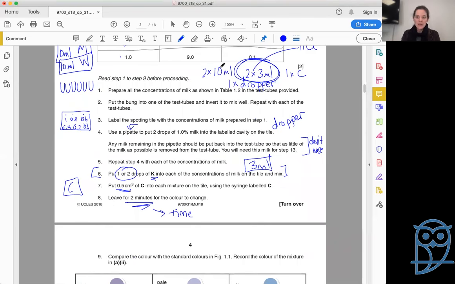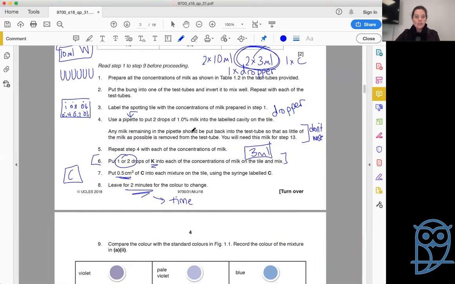We know exactly what we're going to do for this experiment, and we go ahead and do it. So we make all our concentrations of milk. We invert and mix well for each of them. We label our spotting tile. We put 2 drops of each concentration into its relevant spot on the tile. Remember, the really nice spotting tiles actually have depressions on them, so it's not a flat tile. Those little depressions are almost like a miniature bowl, and so the liquid stays inside that depression quite nicely.